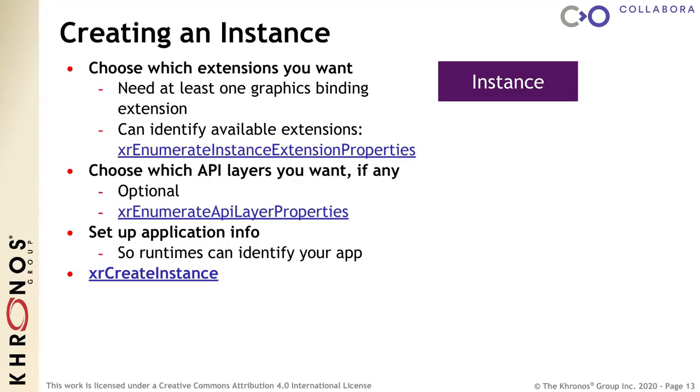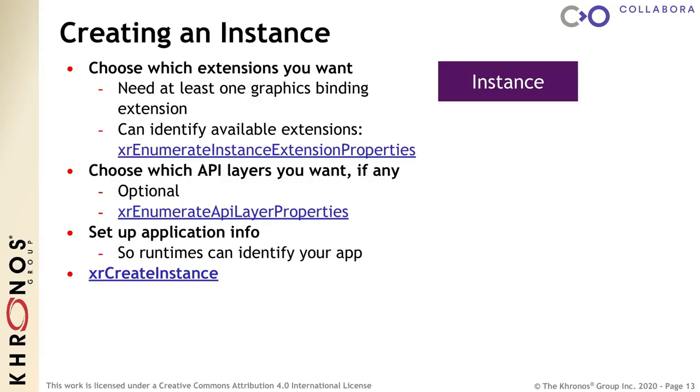When you create an instance, you first need to choose which extensions you want, very similar to how Vulkan works. In order to make an OpenXR application, you need at least one extension enabled, and that's a graphics binding extension. You can determine which extensions are available on the system that you're using by using XR enumerate instance extension properties. However, if you don't have any optional extension usage and you can either run with the extensions you know how to use or not run at all, you can just proceed to create the instance and ask for the extensions you need.